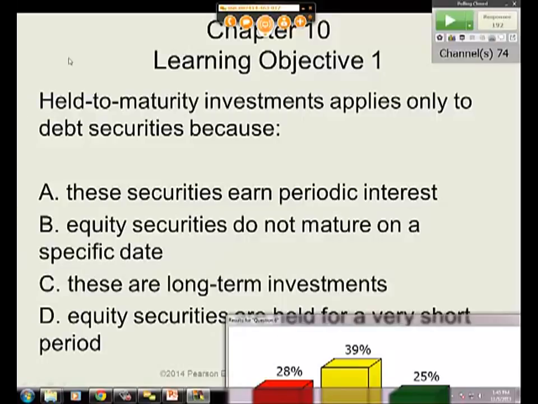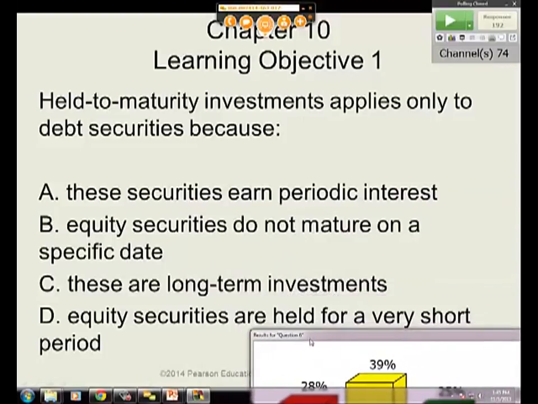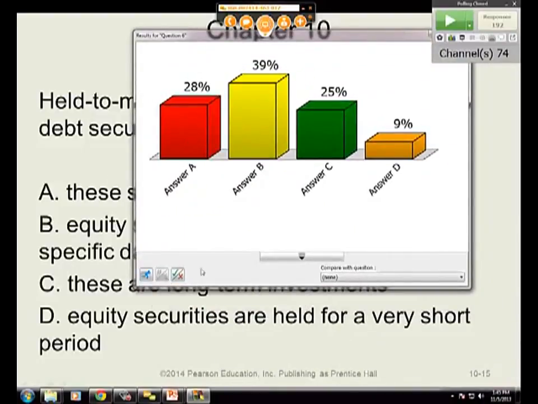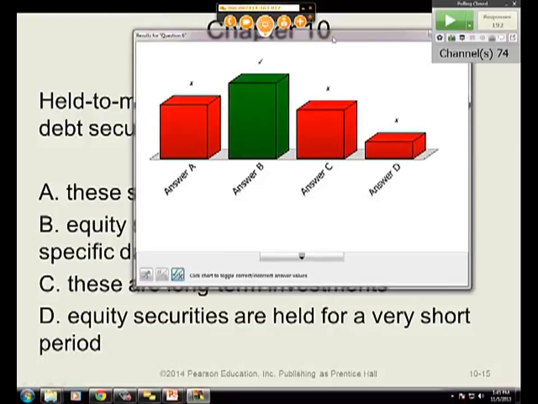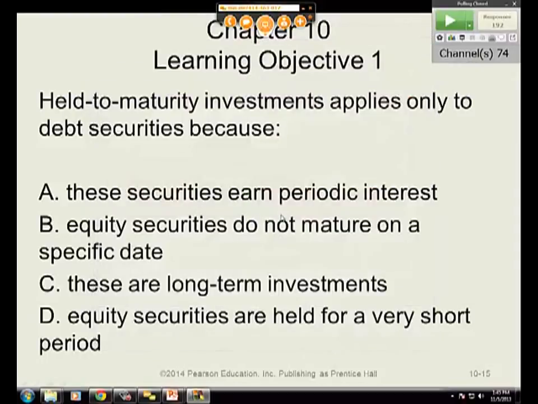The answer really lies in the fact that it only includes debt, because equity securities would not qualify. Equity securities do not have a specific maturity date. It has nothing to do with whether or not you hold equity for a short period of time. D may not be true either, so it's got to be B in this case. Okay. All right. Let me do one more, and then we'll move ahead.